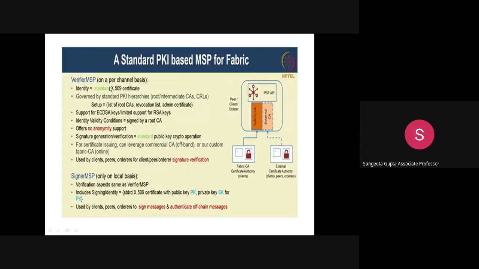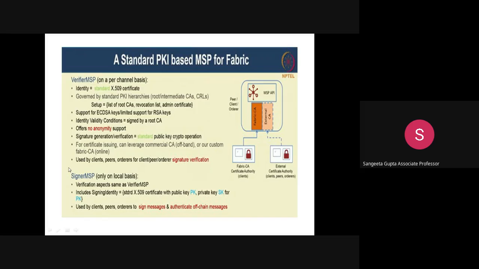Now, how to implement this verifier MSP? This is again on a per channel basis. That means each channel may connect a set of entities. So channel wise, the rules may vary, but the algorithms more or less will be the same. So identity is verified by using the X.509 certificates. No other option, but only standard X.509 certificate is used to verify the identity, governed by standard PKI hierarchies.